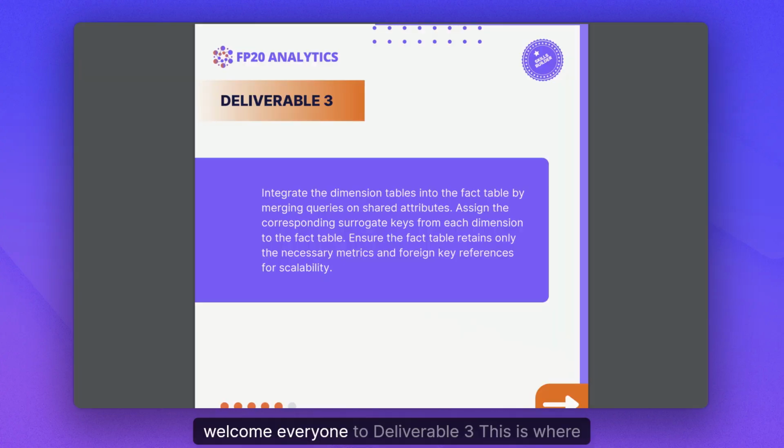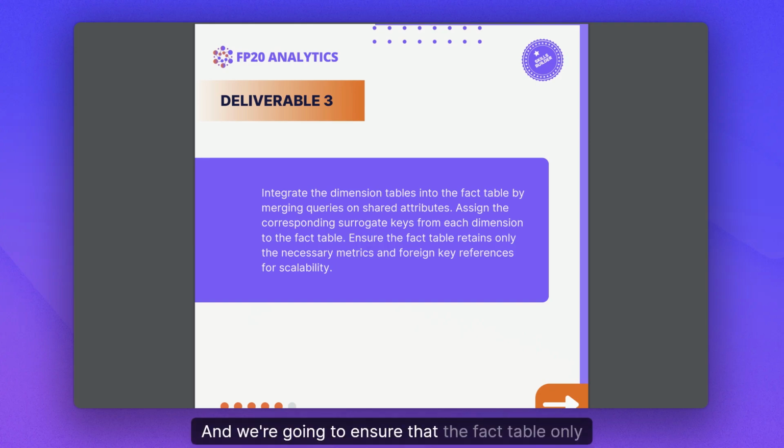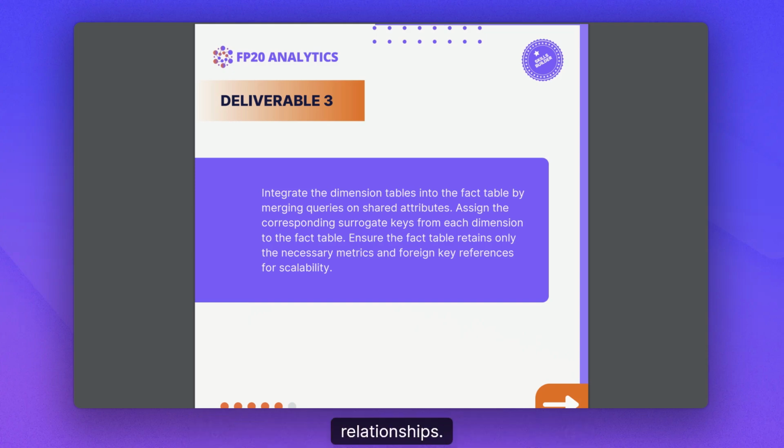Okay, welcome everyone to deliverable 3. This is where we're going to join the dimension tables to the fact table by merging the queries on those shared attribute keys that we just created. And we're going to ensure that the fact table only retains the necessary metric and keys that we're going to need to join and create those relationships. So without further ado, let's head back into Power BI.